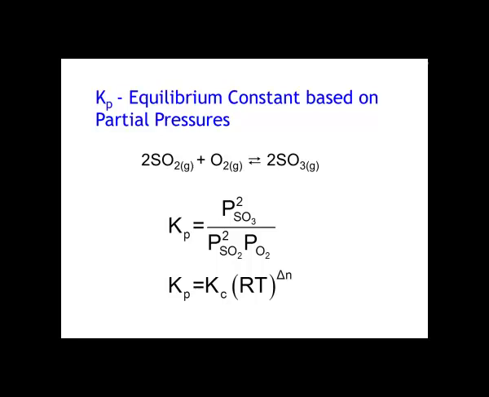Kp can be related to Kc. Kp equals Kc times RT, that's the gas constant and the absolute temperature, raised to the delta n power. Delta n is the number of gaseous products minus the number of gaseous reactants. In this case, it's 2 minus 3, so delta n is equal to minus 1.